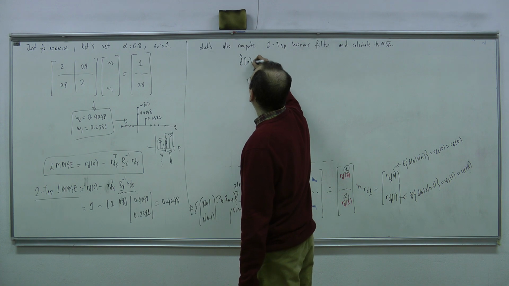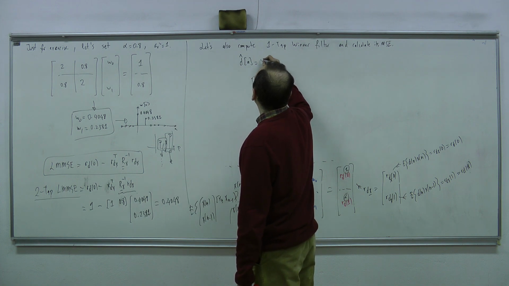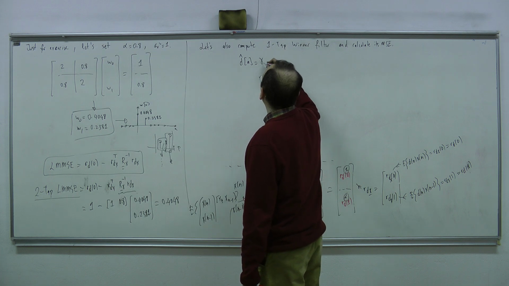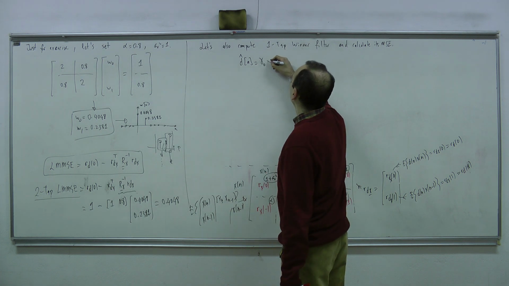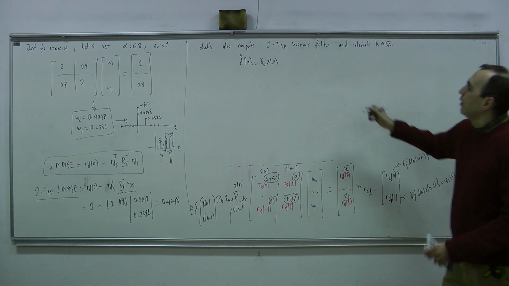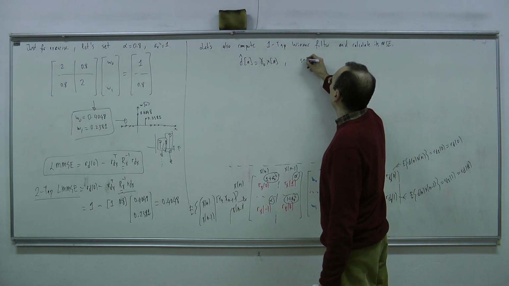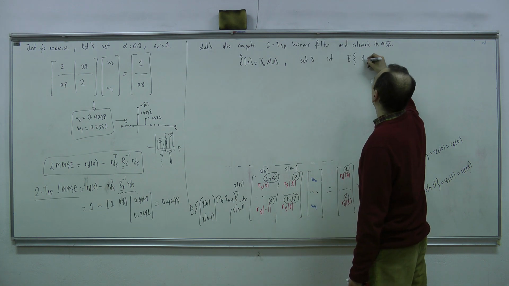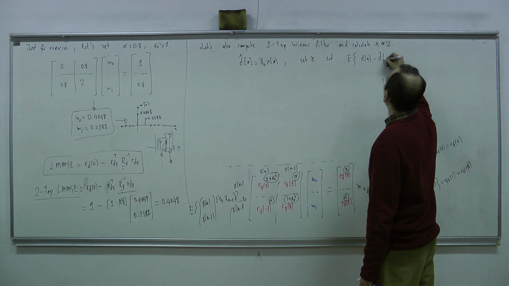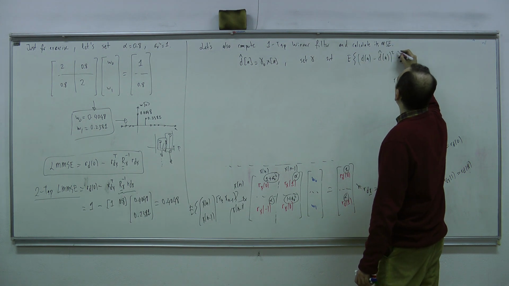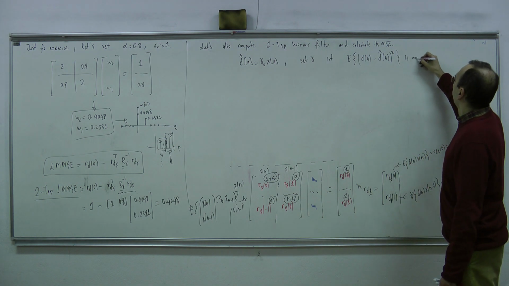d hat of n is equal to, let me call this with a different notation, gamma 0 times x of n. Okay, one-tap filter. And of course, I am setting gamma such that the Wiener filtering cost function, this estimate, is minimized.